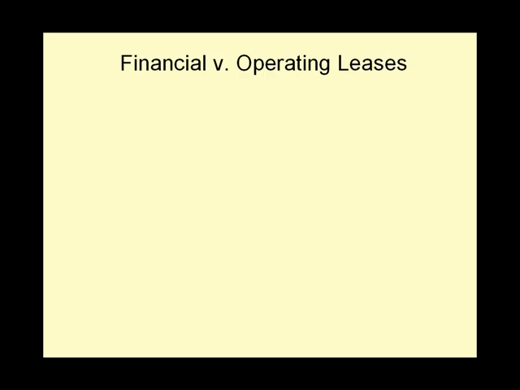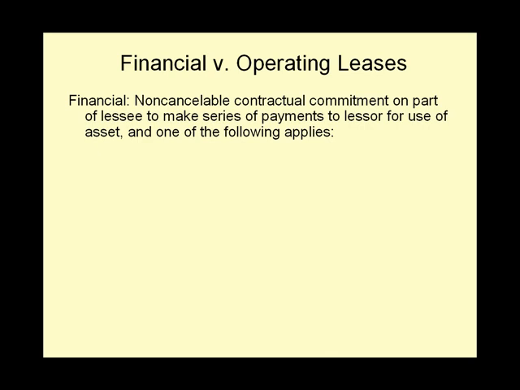There are two general categories of leases: financial or capital leases and operating leases. A financial lease is a non-cancelable contractual commitment on the part of a lessee to make a series of payments to a lessor for the use of an asset, and one of the following has to apply.